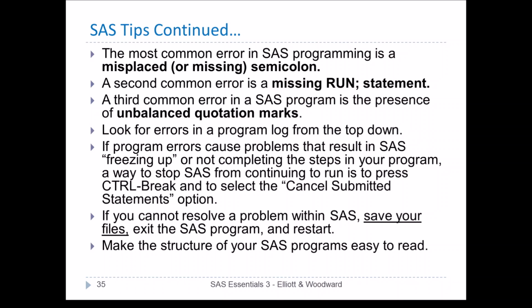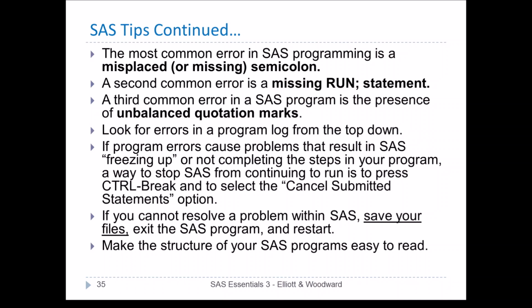If you have an error, go to the program log and look from the top down to find where SAS found an error. It often appears in red, and you can see maybe where the error happens. If that happens, go back to your editor, simply correct the error in your code and rerun it. Occasionally, SAS will freeze up where you can't get it to respond to anything. Oftentimes you can do a control break, and that will free up SAS. It'll give you a dialog box that says cancel submitted statements. Choose yes. I would typically then save my SAS files, exit the SAS program, and restart. That sort of sets SAS at the beginning.